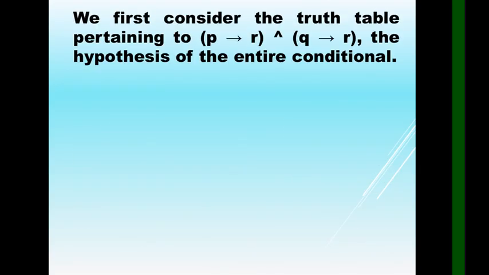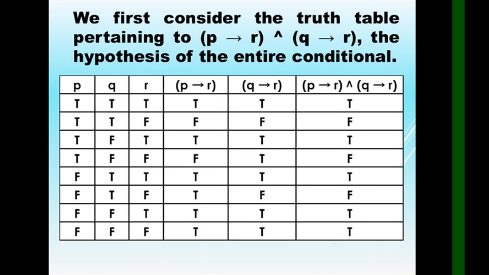Now, we first consider the truth table pertaining to (P implies R) conjunct (Q implies R). So this is our first thing to do. First, we need to write P, Q, R as our statement and then just write the truth table for this one. And then we will start with the first parenthesis, P implies Q. And the rule here is TF is F and the rest is true.